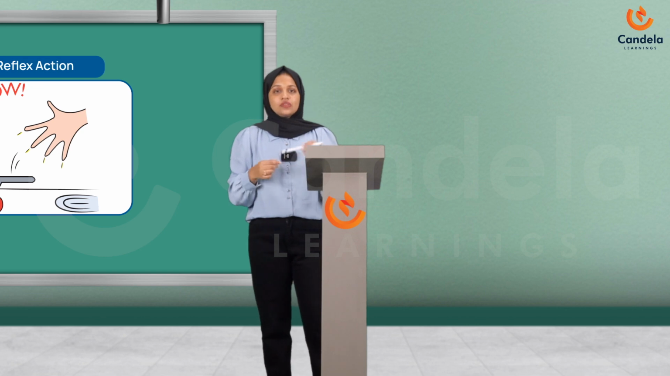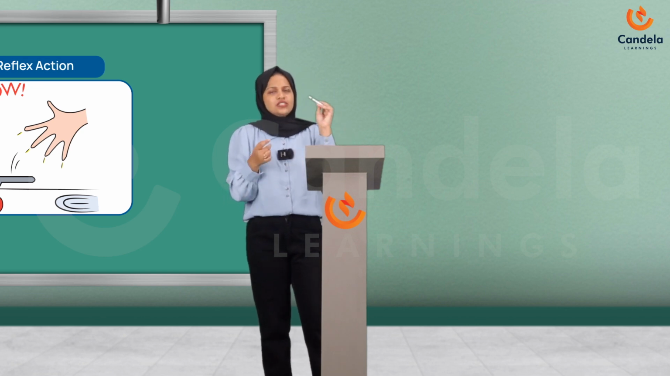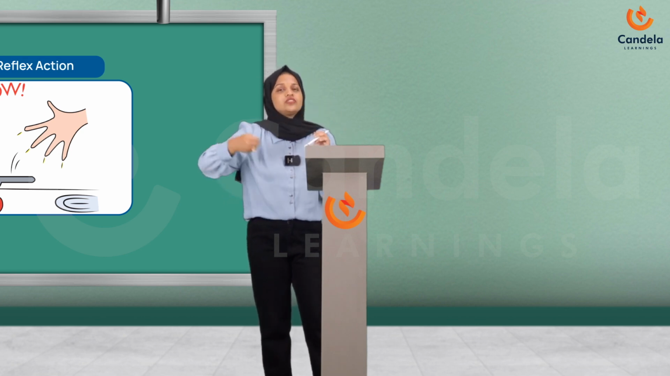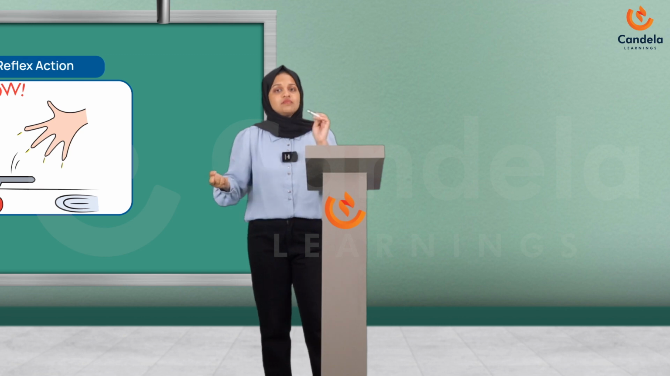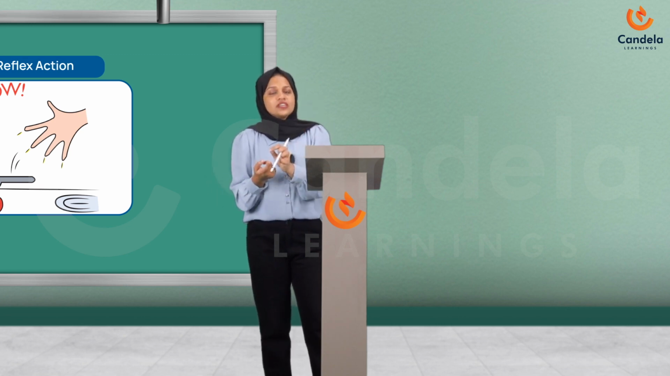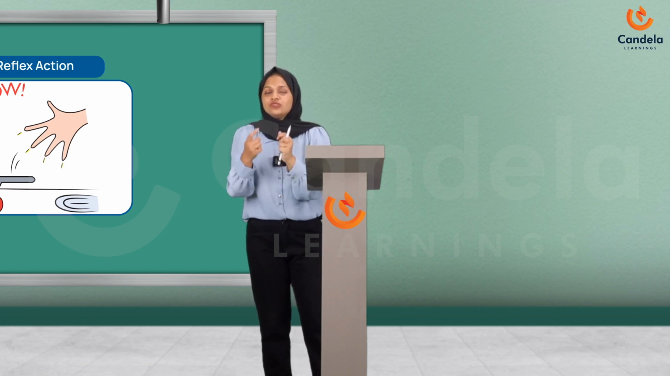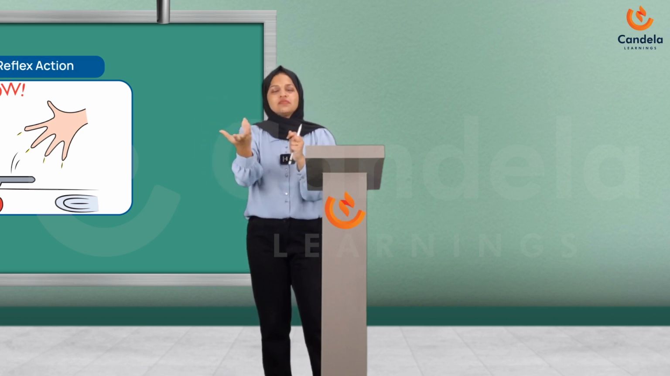So, when I said that when a pin pricks into our finger, we will withdraw our hand, right? Who is acting as a stimulus here, or why are we withdrawing our hand? Because the pin has pricked into our finger. So, that pin is the stimulus here. It is because of that pin that you are withdrawing your hand. So, the pin is the stimulus here.